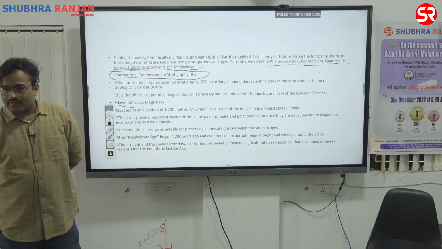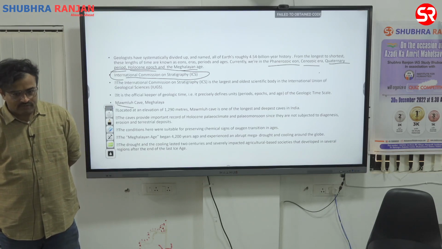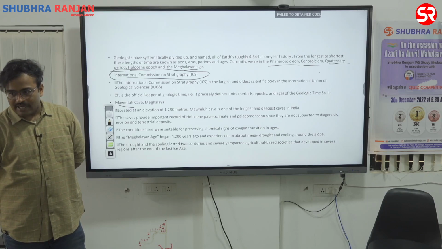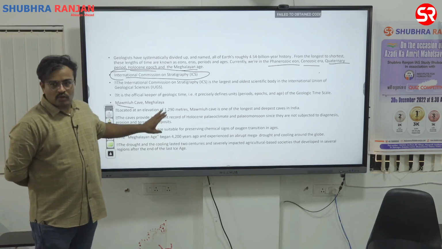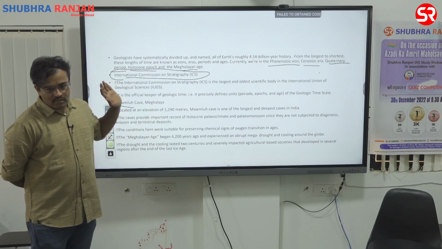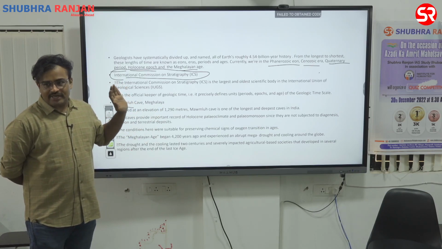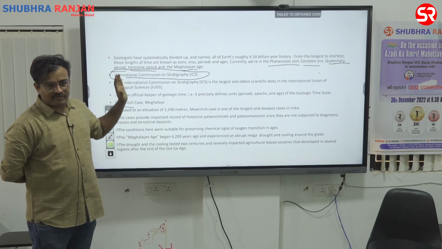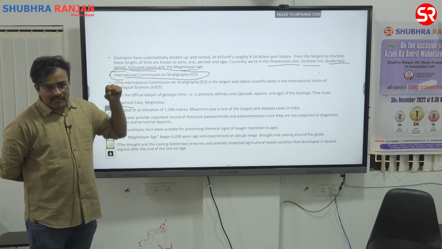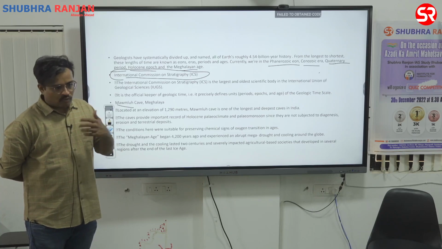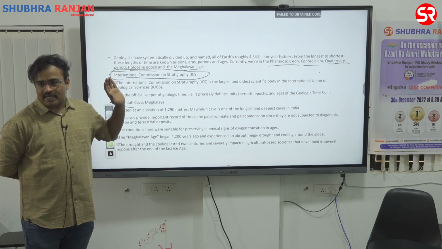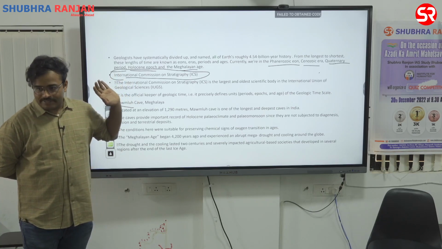We need not know the timelines of each age. It's not important for us. We need to know just which era and which epoch we are living in. What age we are living in right now is the Meghalayan age, and it started from 2200 BC. Is it clear? This convention is created by the International Commission on Stratigraphy. So we don't need to go to the depths of it. People who are studying anthropology and other subjects can go, but for us this is sufficient because this can only be asked as a prelims question. Is it making sense, sir?